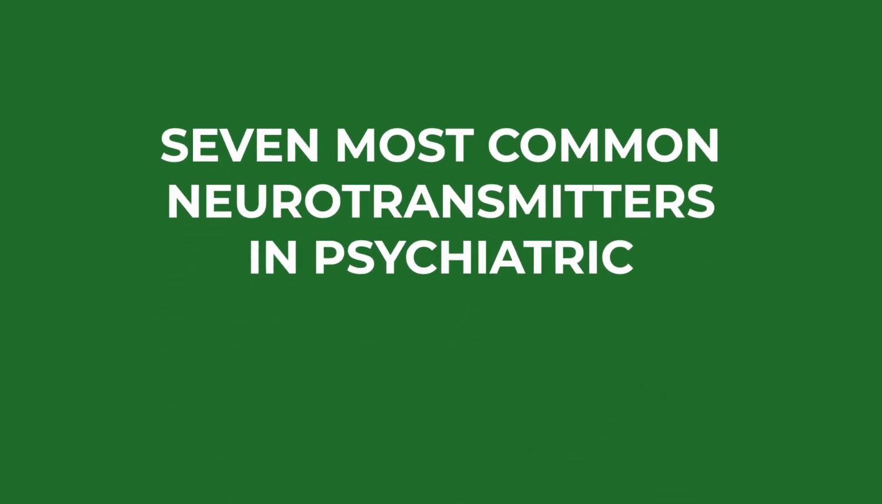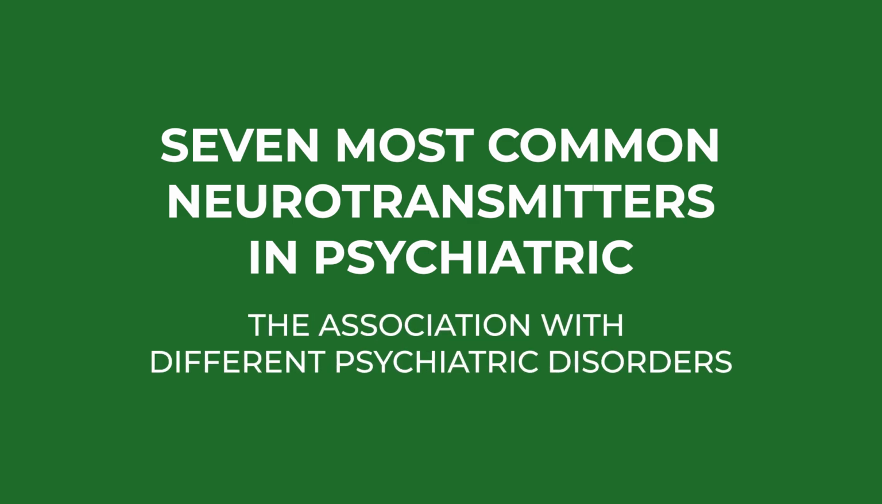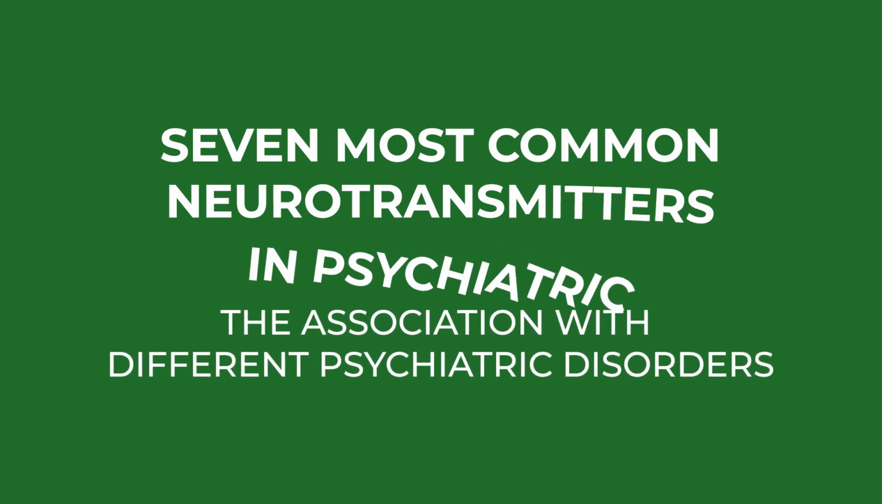In this video, I'll be going over the 7 most common neurotransmitters in psychiatry. I'll also talk about the association with different psychiatric disorders. It is very important to know that this is very high yield in the test. Knowing the neurotransmitters and their implications anytime they have an imbalance is very important for the test.